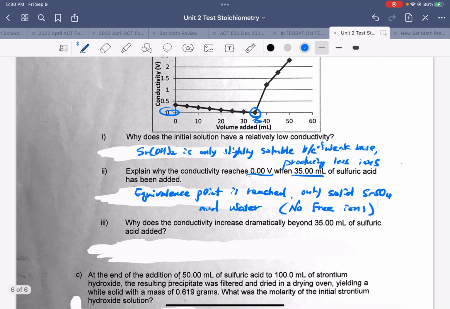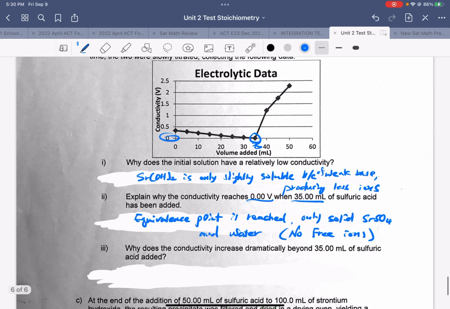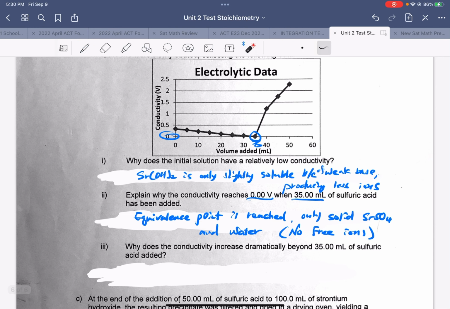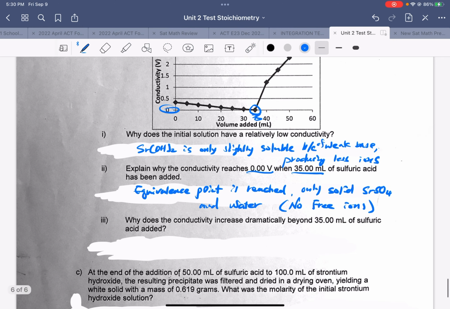Now, third one, why does conductivity increase dramatically beyond 35 milliliters of sulfuric acid added? So more sulfuric acid is added now, right? From here, it dramatically increases. Why is it like that? After the equivalence point is reached, the more acid you put in means you have excess, much more strong acid. You put it in, which means you can say strong electrolyte, right?